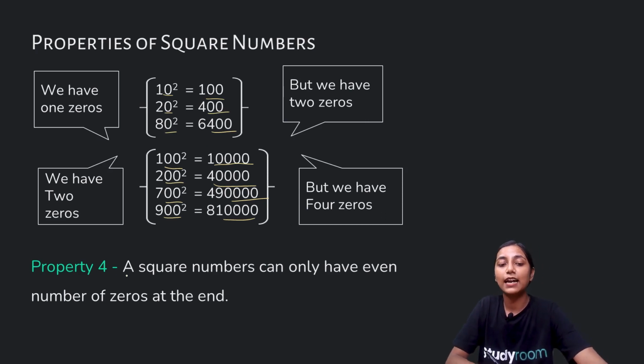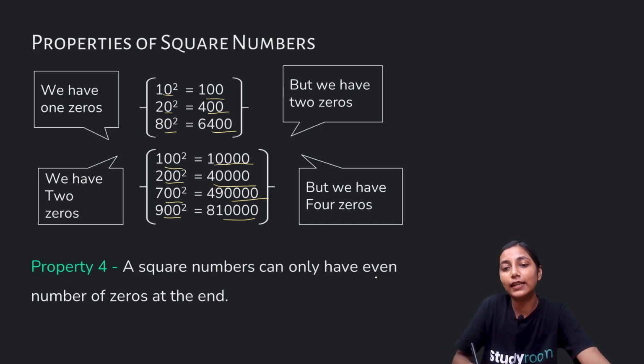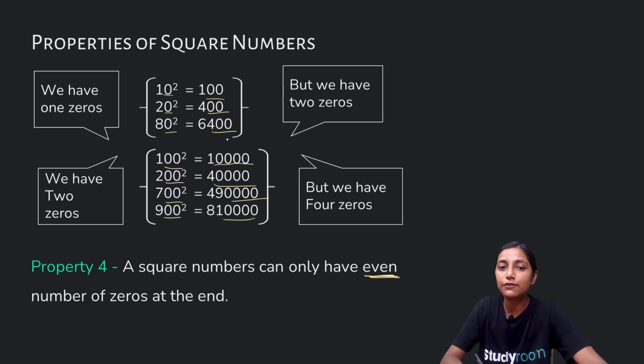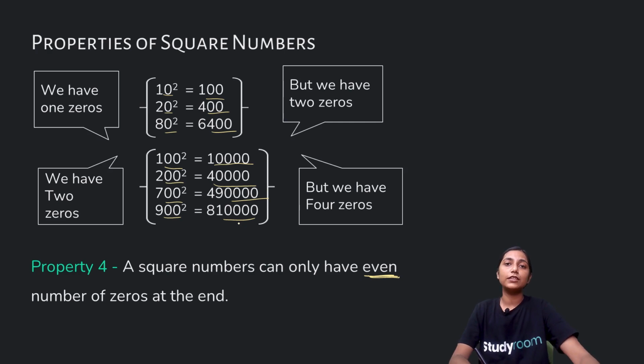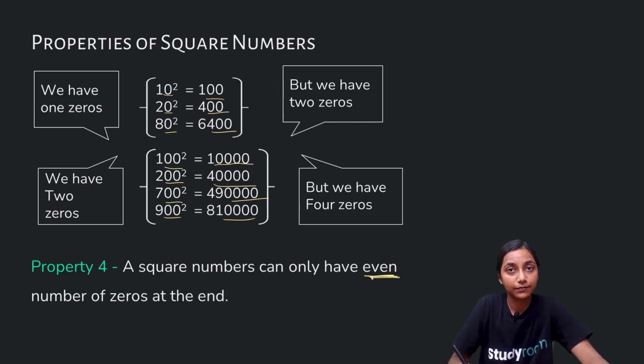So we can say property 4 of square numbers states that a square number can only have an even number of zeros at the end. You can see it from these examples, and the number of zeros actually gets doubled. So when the number of zeros gets doubled, that means we are going to have an even number of zeros in the square of the number.